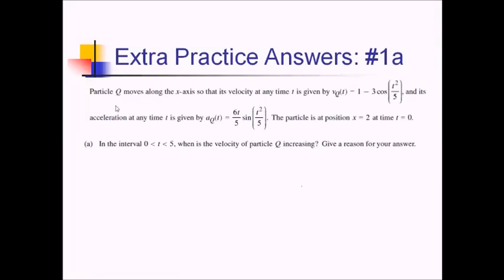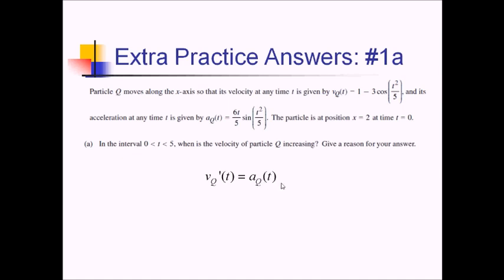On this problem, we have a particle Q moving along the x-axis with a velocity given by this function over here and the acceleration given by this other function. We're told that the particle is at position x equals 2 at time 0. For the first part of this problem, on the interval 0 to 5, we want to know when the velocity of our particle is increasing. If I'm talking about when velocity is increasing, I'm talking about v prime, and v prime is really the same as the acceleration. So I just need to figure out when my acceleration is positive.